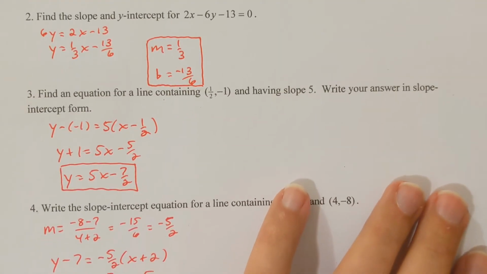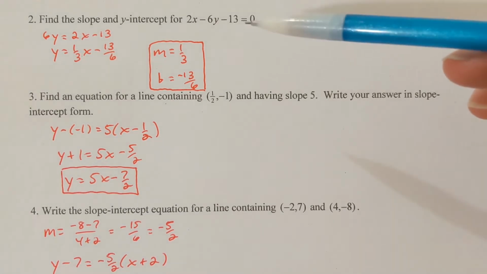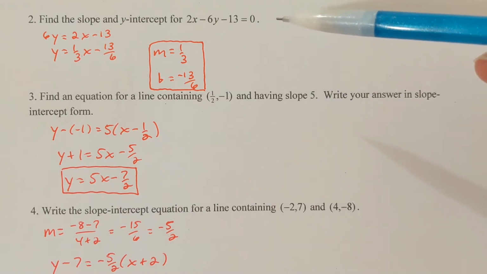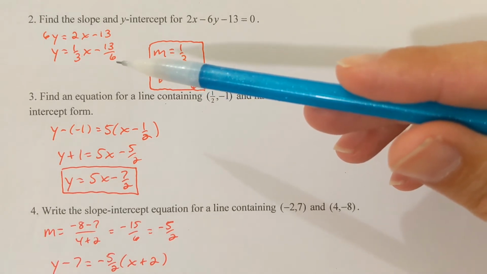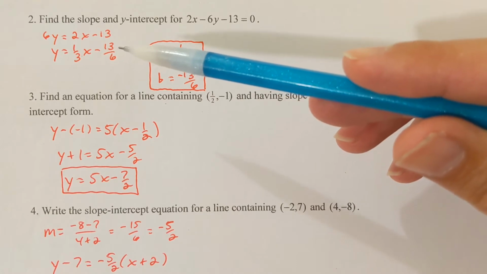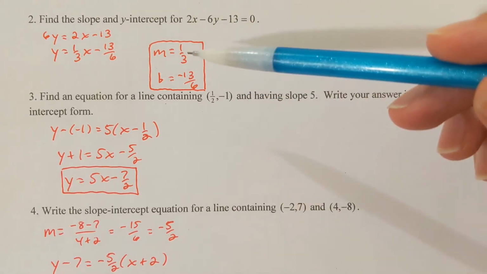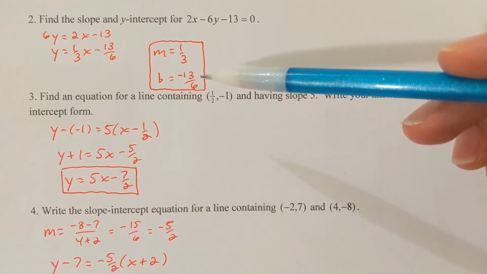Number 2, find the slope and the y-intercept for 2x minus 6y minus 13 equals 0. Okay, so in this particular problem, let's add 6y to both sides. 6y is equal to 2x minus 13 and divide by 6. So y is equal to 2/6 x minus 13/6. m is equal to 1/3 and b is equal to negative 13/6.